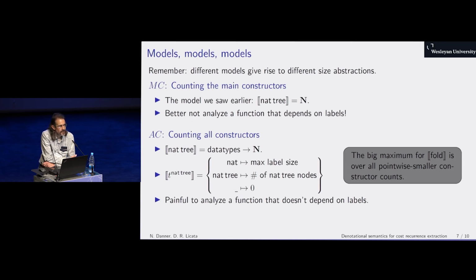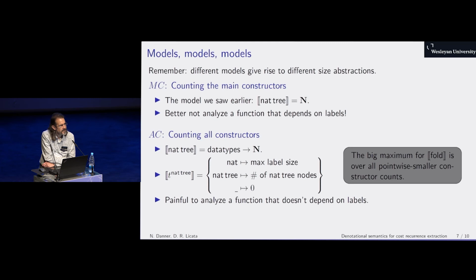But you can define more complex models where, for example, you count all of the constructors of all of the data types individually. So you interpret every single data type as a function that maps all data types to numbers, with the intent being that the interpretation of a value of type nat tree maps nat, the nat inductive type, to the maximum label size, and maps nat tree itself to the number of tree nodes.